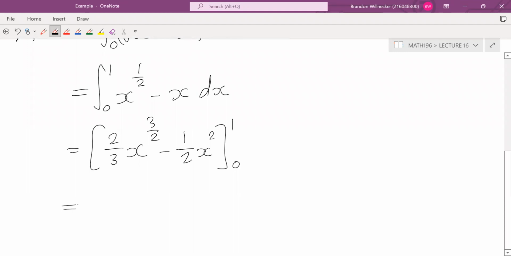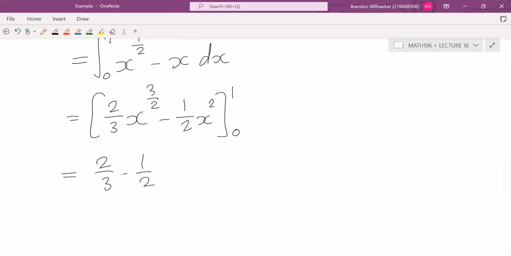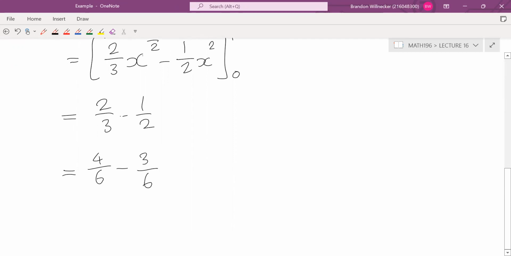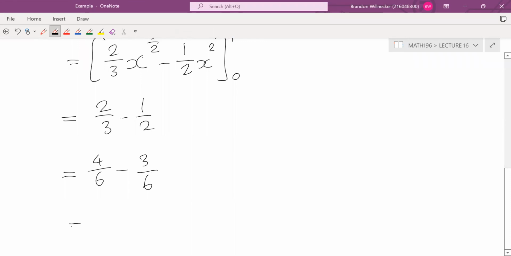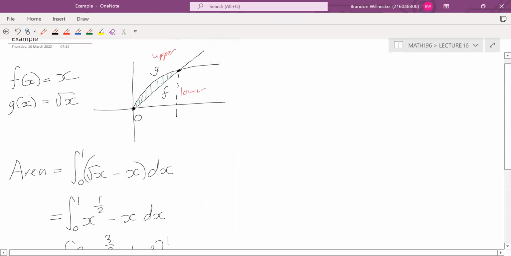Okay, so if I substitute 1, I'm going to get 2/3 minus 1/2. If I substitute 0, I'm just going to get 0. Okay, let's find a common denominator of 6. So we're going to get 4 over 6 minus 3 over 6. So then this will now give us 1 over 6. Okay, we've got the same answer as before, but you see that this is a different shape to what we had before.